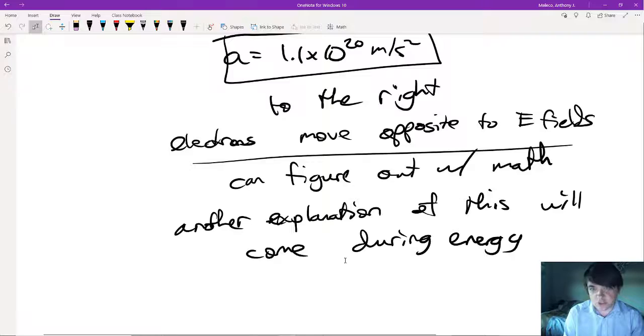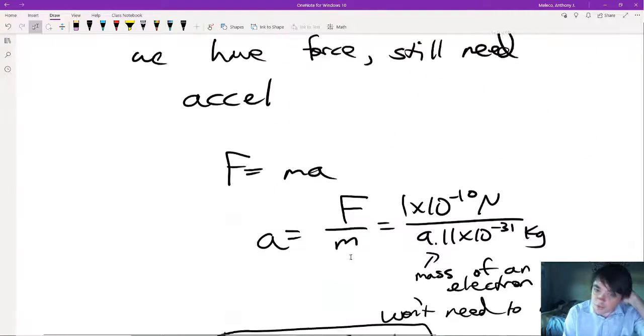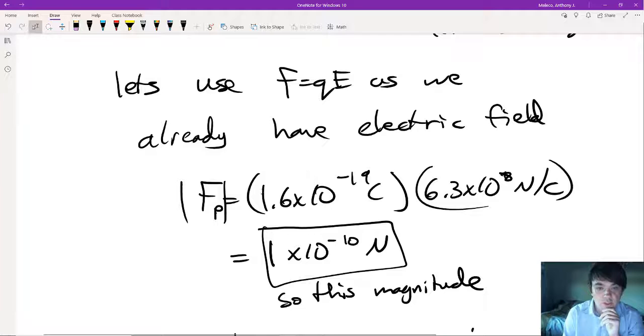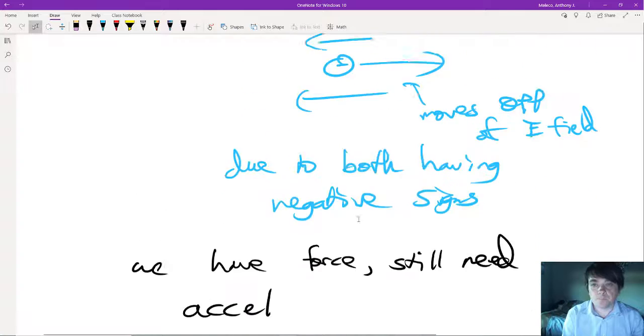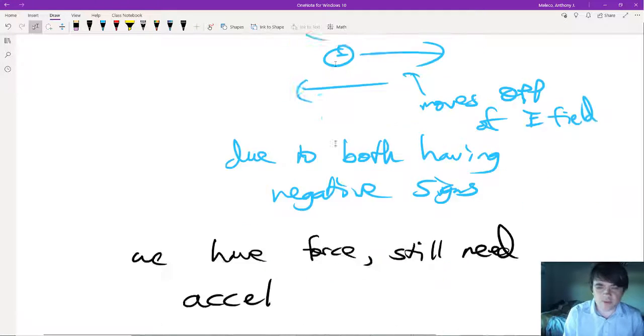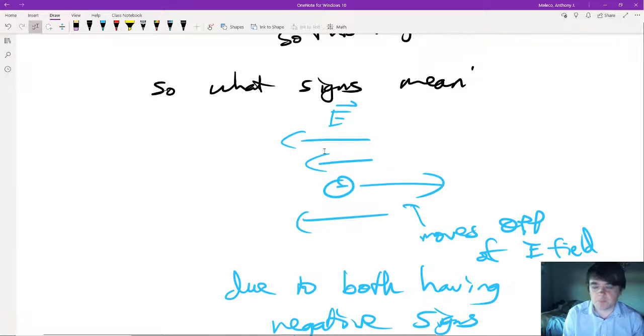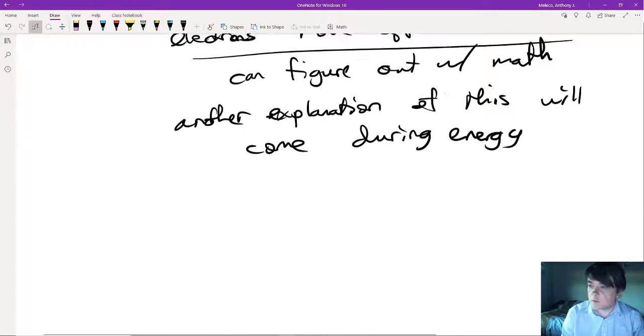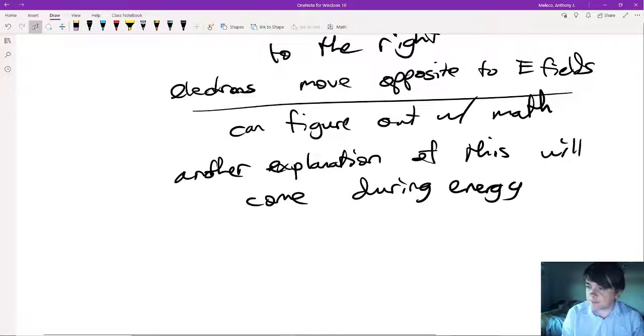Next up was figuring out the direction of the acceleration. If you look at this QE equation, Q would be negative and the electric field was negative, which yields a positive value, which in our coordinate system would push it to the right. Again, I'll give you another conceptual argument about why this is the case when we do energy, and it will make a little more sense, I think. But typically, and I mean always, an electron will move opposite to the electric field it's placed in, okay?